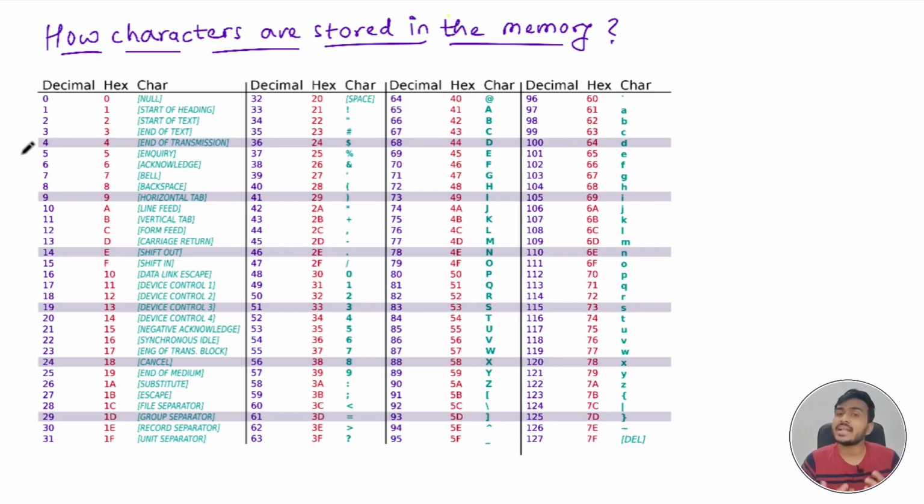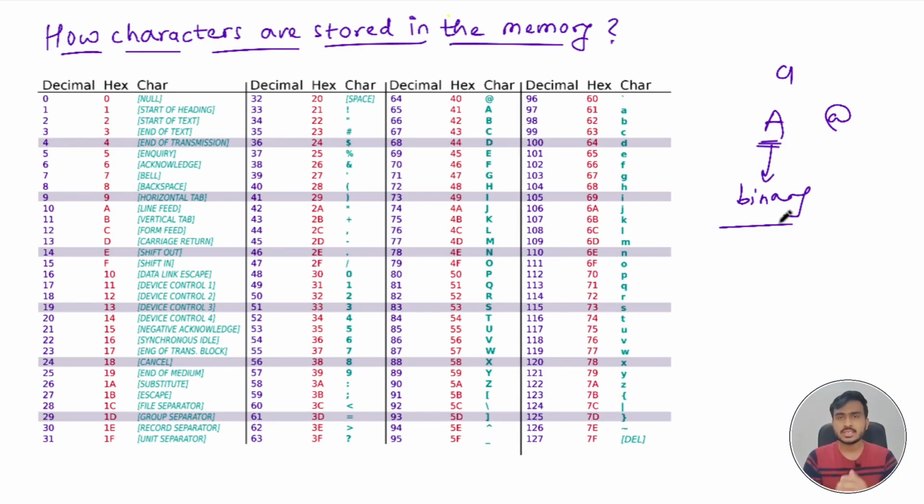How can we store characters in the memory? Characters don't look like integers. Characters look like this: small a, capital A, @. This is how a character looks, right? How can we convert these characters into binary? Because we know that whatever you store in the memory is going to be in binary. So even the character needs to be converted into binary. So how are the characters converted into binary and stored in the memory?